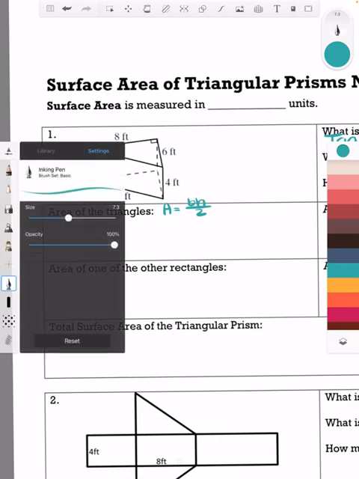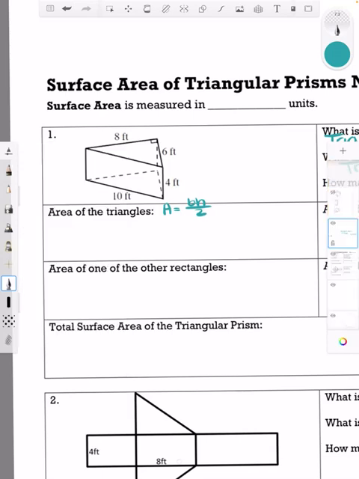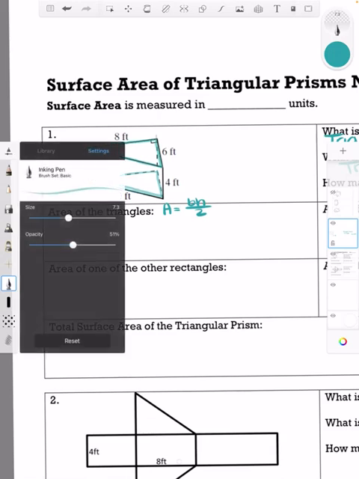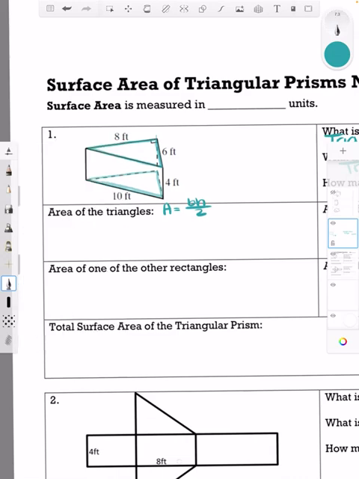All right, so I'm going to lower the opacity a little bit and highlight my triangular bases. So here's one base, and here's the other one. All right, so we're going to multiply the two values here that create a right angle. So 6 feet and 8 feet create the right angle. So those are the two lengths that we're going to use here.